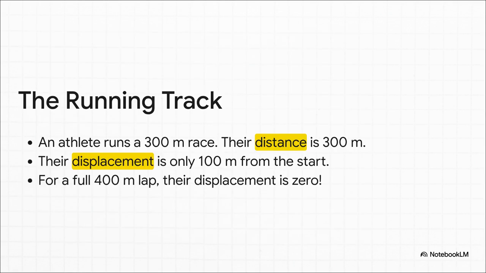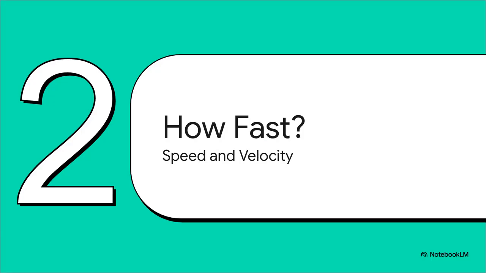And this running track example shows the difference perfectly. So an athlete runs 300 meters. The distance they've covered is, well, obviously 300 meters. But look at where they actually end up. Their displacement is only 100 meters from where they started. And get this, if they run a full 400-meter lap, their distance is 400 meters, but because they're right back at the starting line, their displacement is 0. Absolutely 0. Crazy, right?